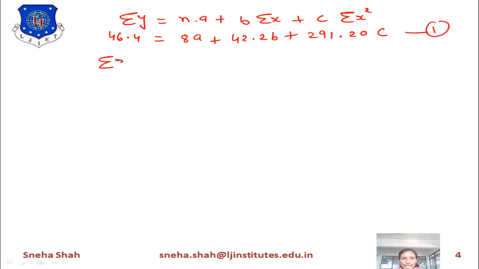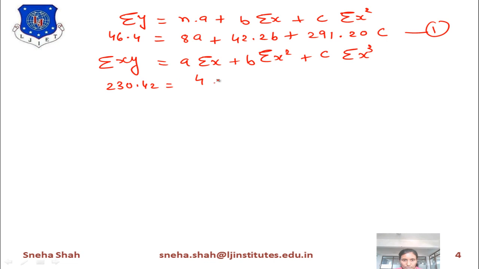Now we have to use the second equation: summation xy equals a summation x plus b summation x square plus c summation x cube. Now summation xy is 230.42 equals summation x, which is 42.2a, plus summation x square, 291.20b, plus summation x cube. What is the value of it? Its value is 2275.35, and this c will be as it is. So this one is equation number 2.